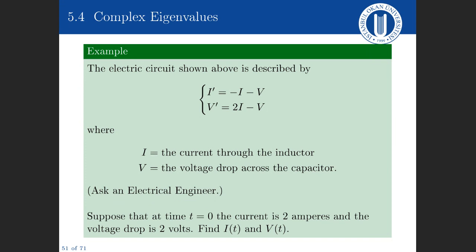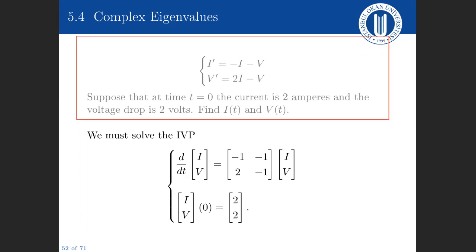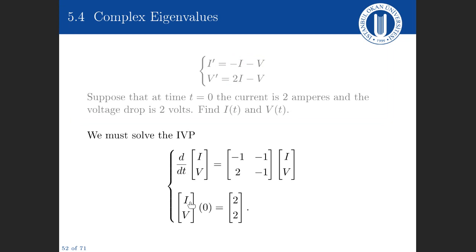Suppose that at time t equal to zero, the current is 2 amps and the voltage drop is 2 volts. Find the current as a function of t, and find the voltage as a function of t. I've written the problem at the top in gray. Let's change this into matrices. We need to solve the initial value problem. The derivative of I, V is minus 1, minus 1, 2, minus 1, that's the numbers here, multiplied by I, V, with the initial condition I at time 0 is 2 amps, V at time 0 is 2 volts.